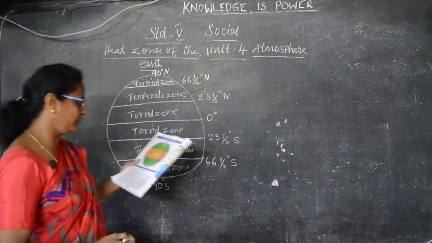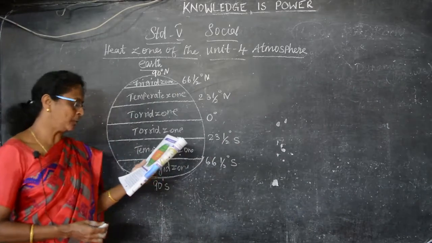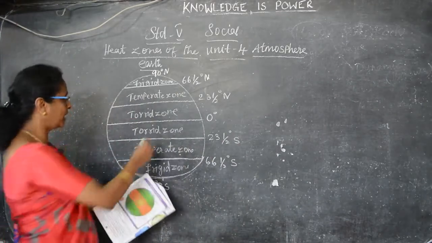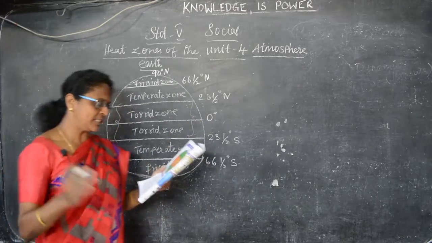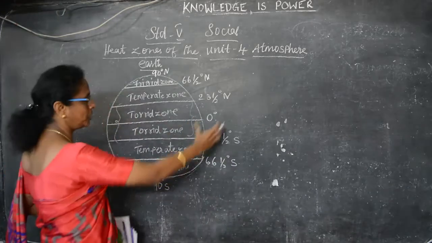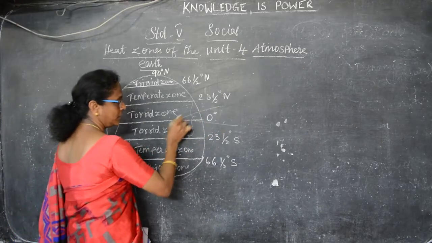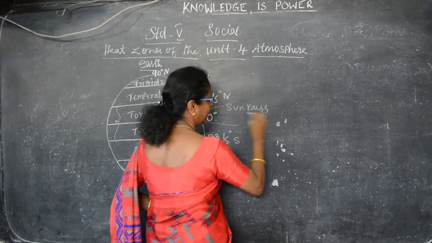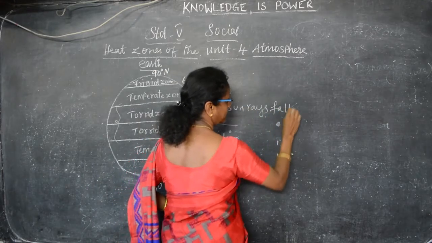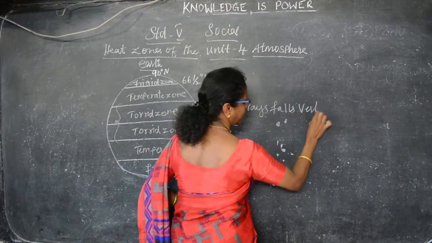Okay, the zone between the Tropic of Cancer and the Tropic of Capricorn is called the torrid zone. This is called the torrid zone, and in this torrid zone the sun's rays fall vertically. The sun's rays come straight. The sun's rays fall vertically in the torrid zone.